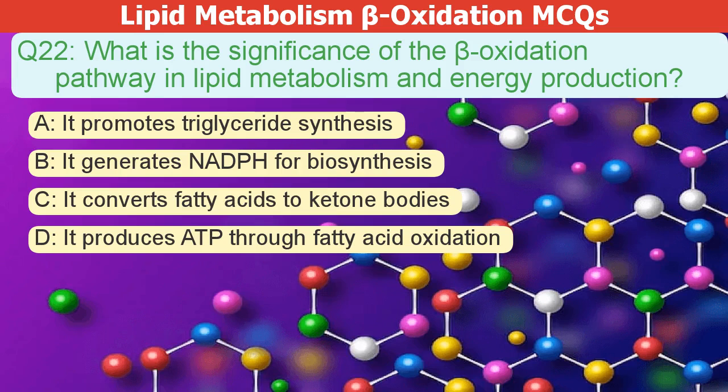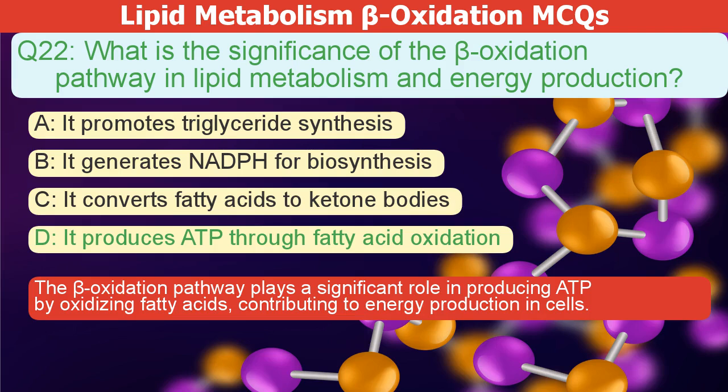What is the significance of the beta-oxidation pathway in lipid metabolism and energy production? A. It promotes triglyceride synthesis. B. It generates NADPH for biosynthesis. C. It converts fatty acids to ketone bodies. D. It produces ATP through fatty acid oxidation. The correct answer is D. The beta-oxidation pathway plays a significant role in producing ATP by oxidizing fatty acids, contributing to energy production in cells.